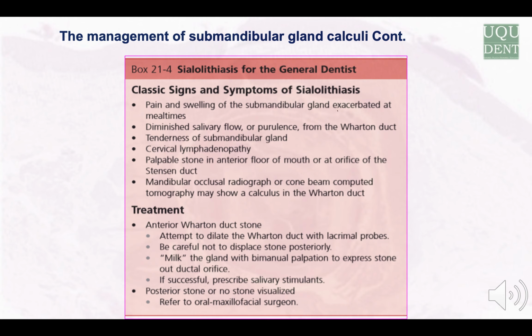We can massage the gland with bimanual palpation to express the stone out of the ductal orifice. If successful, prescribe salivary stimulants. If the location is posterior or you cannot visualize the stone, refer to an oral maxillofacial surgeon, and we will see what he will do.